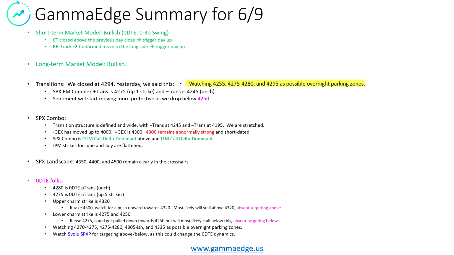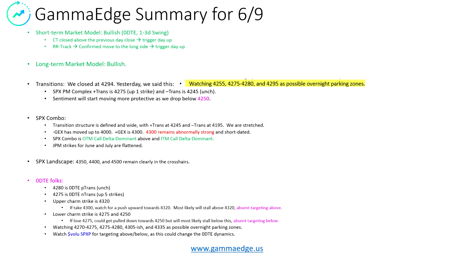The upper charm strike is 43.20, which is the JPM strike. No coincidence there. People have been targeting that and have pounded that into the ground. So if we take 4,300, watch for a push upward to 43.20 because you're going to see that support. What was out of the money in terms of calls at 4,300 now becomes in the money, and those flows, especially today and into Monday, Tuesday, are going to be very, very strong. That's going to push us upward, and the dealer response will be to have to buy.